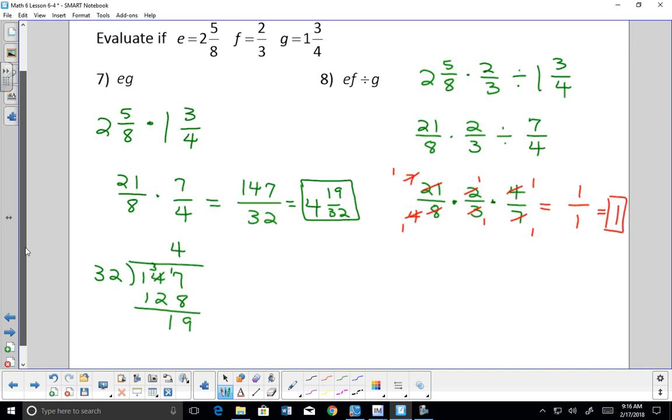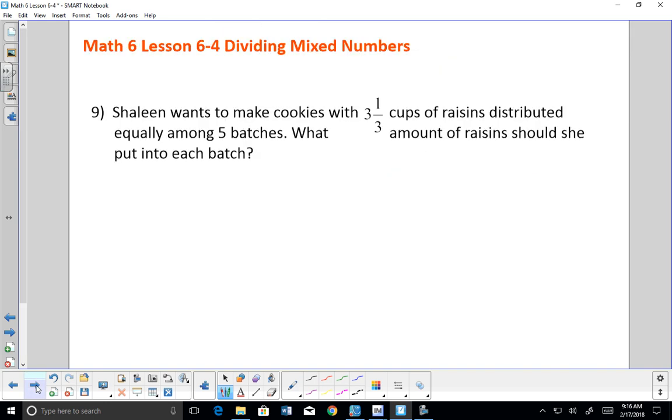Let's look at a word problem. Shalene wants to make cookies with 3 1/3 cups of raisins distributed evenly or equally among 5 batches. What amount of raisins should she put into each batch? So in other words, she has a cookie recipe, and she has oatmeal cookies. She decides she wants to add raisins to her oatmeal cookies because she likes oatmeal raisin cookies. But she only has 3 1/3 cups of raisins, and she wants to equally distribute it in about 5 batches.